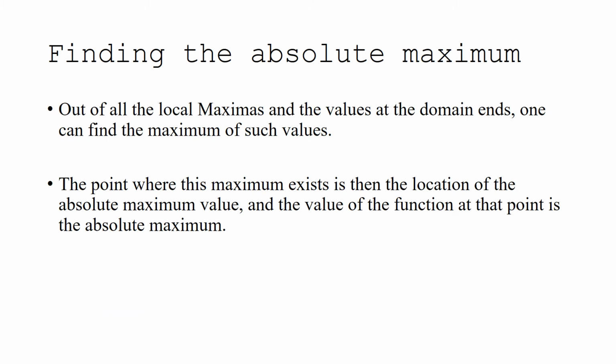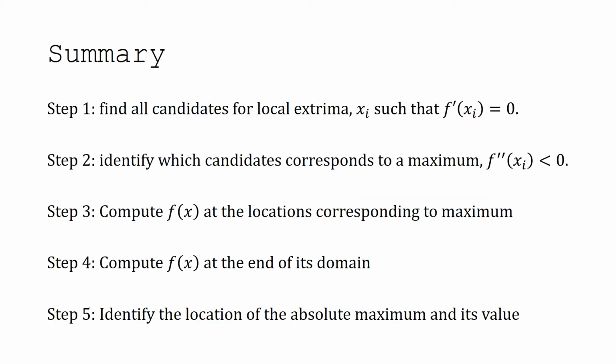Finally, to know which one is the absolute maximum, we are going to compute the function at every location that is a candidate for a local maximum. Also, we are going to compute the function value at the end values of the domain, which is the lower and upper end for the input. Now we have all those values. We look for the highest value. We say, okay, this is our maximum, our global maximum.